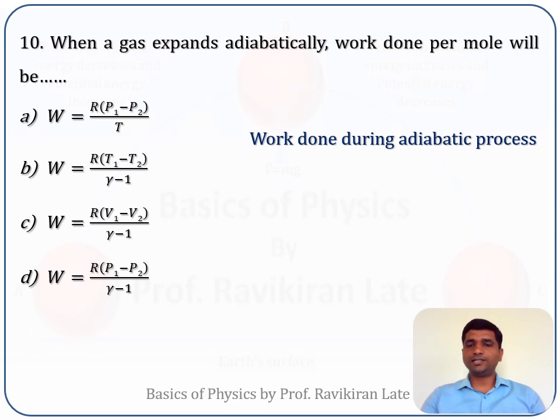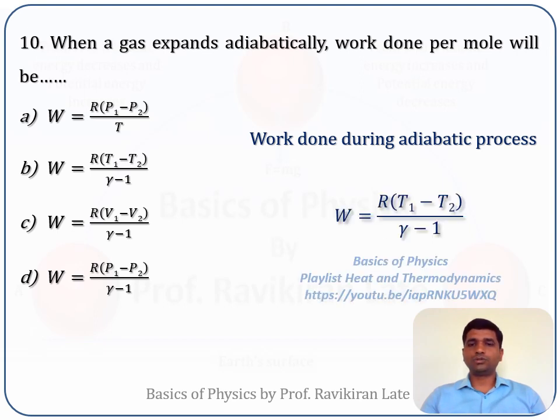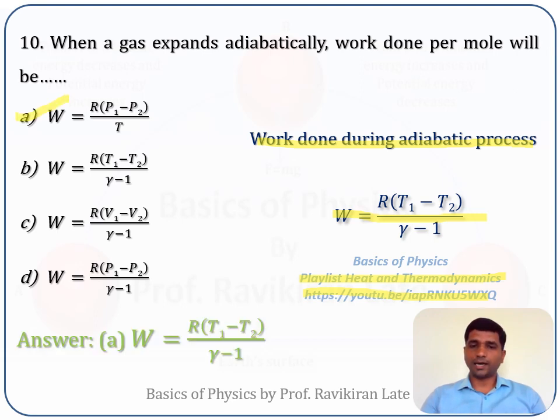This we have already discussed in our theory lecture, whose link I had given you over here. You can directly search our YouTube channel Basics of Physics in the playlist Heat and Thermodynamics. You will get the derivation of this work done. So in this case the work done comes out to be R (T1 minus T2) upon gamma minus 1. So in this case the correct answer is option B.